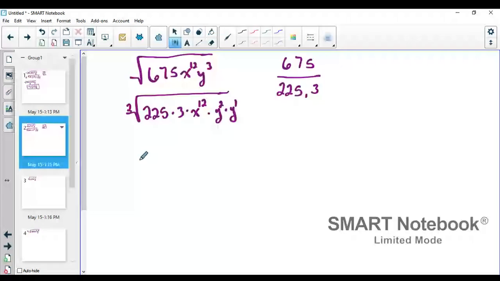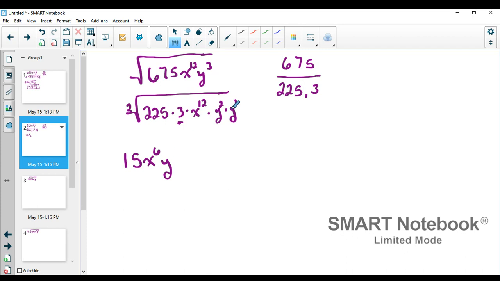Now, the square root of 225 is 15, so that's going to go outside the radical. The 3 does not have a whole number square root, so it's going to stay. And then, because this is divisible by 2, you're going to do 12 divided by 2, which is 6. So x to the 6th is outside the radical, and there aren't going to be any x's left under the radical sign. And then 2 divided by 2 is 1, so we have y to the 1st power out here. And you can write the 1 if you want to.